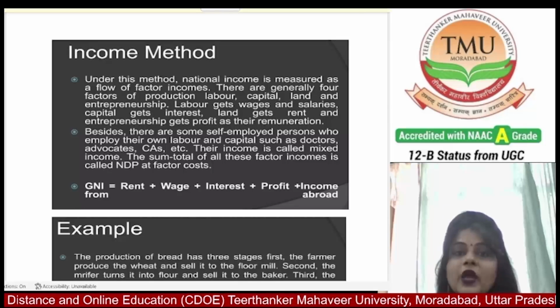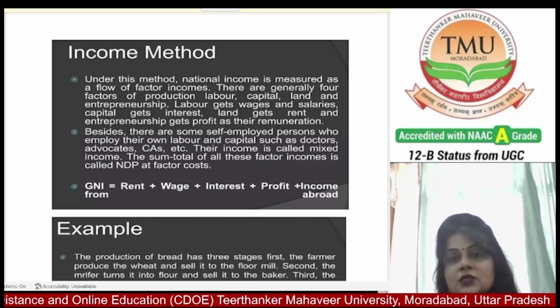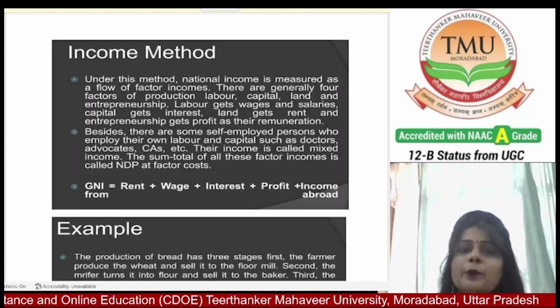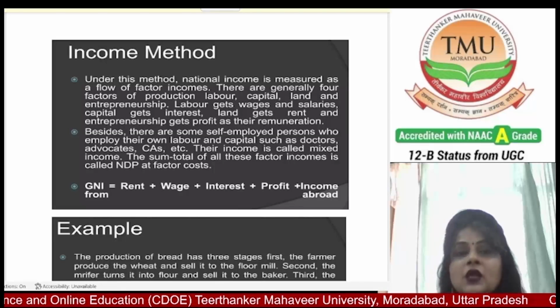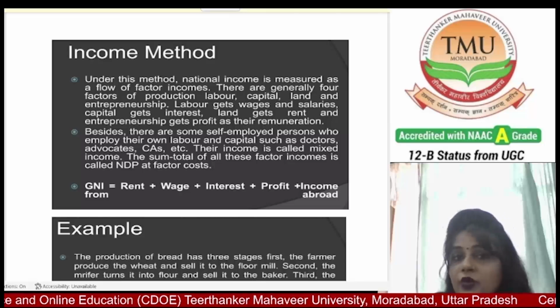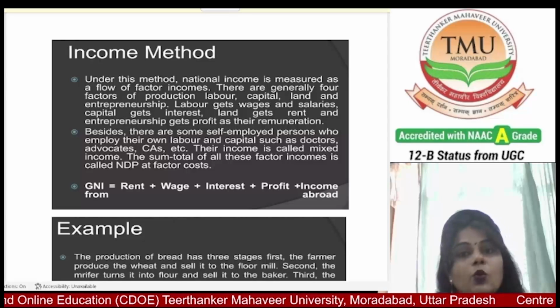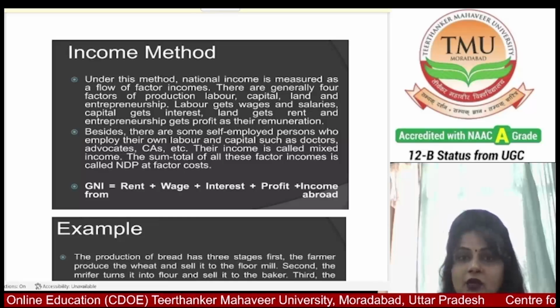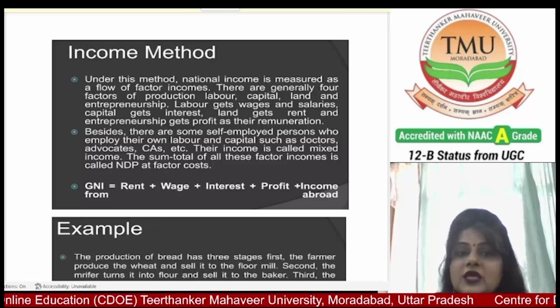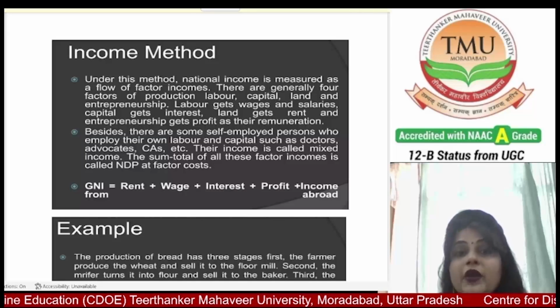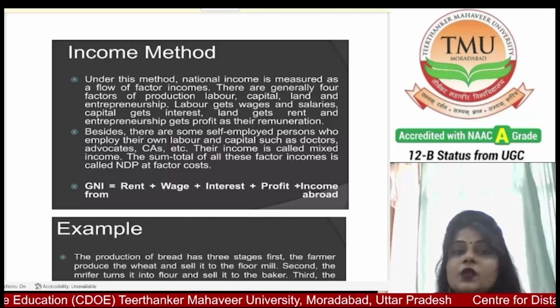Third, employer's contribution to social security schemes. It consists of the employer's contributions to employee security, for example, contributions to gratuity, provident fund, labor welfare fund, etc. The main aim of these contributions is to ensure employee security.